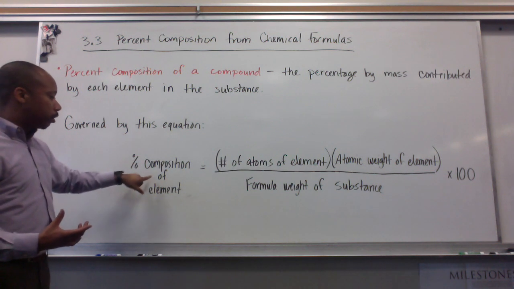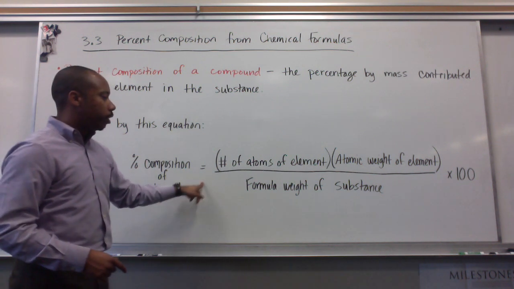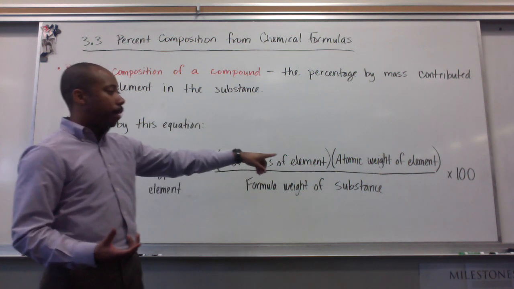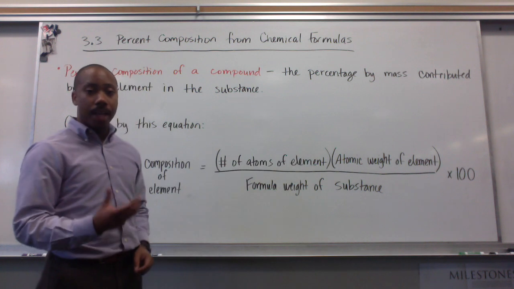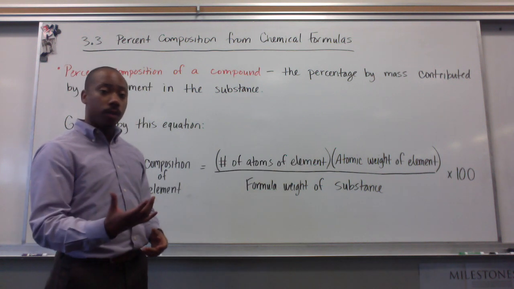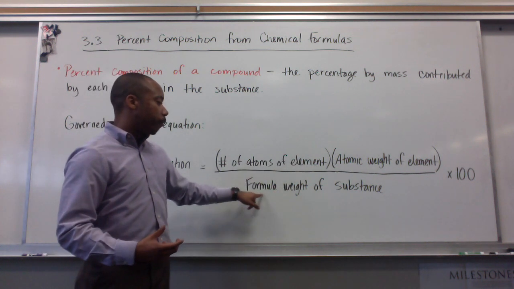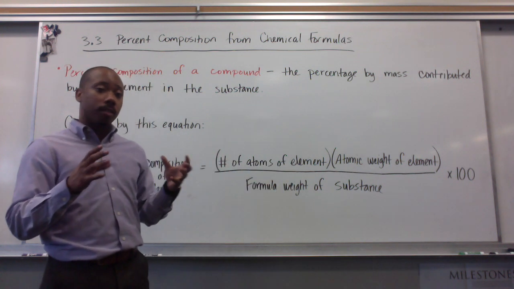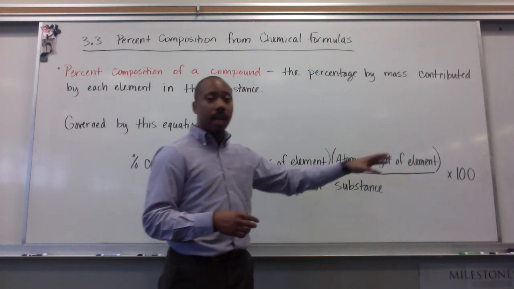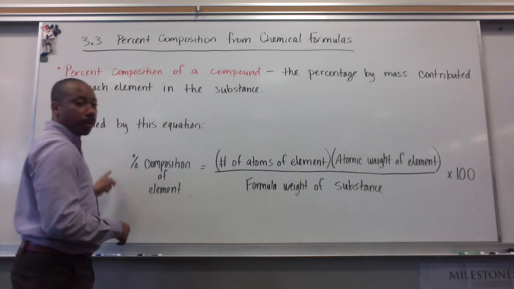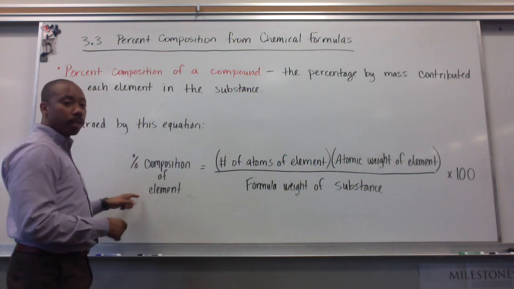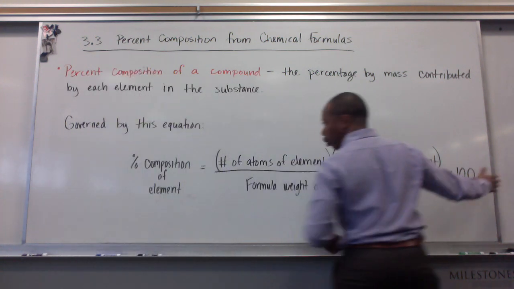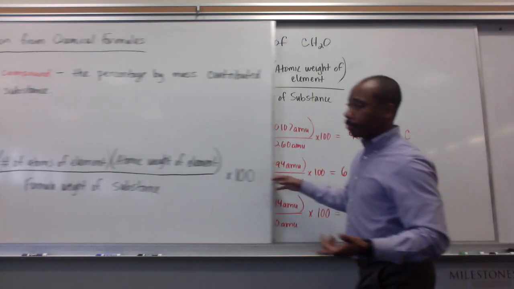We can say percent composition of the element is equal to the number of atoms of that element in the chemical compound times the atomic weight of that element that we get from the periodic table, divided by the formula weight of the entire substance, so the entire compound, the overall mass of the compound. Multiply that times 100 to get a percentage of the composition of that element to the total mass of that compound. Let's do an example so we can clarify any questions you may have.